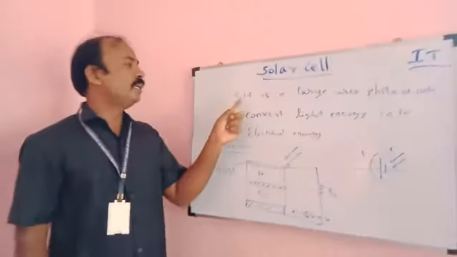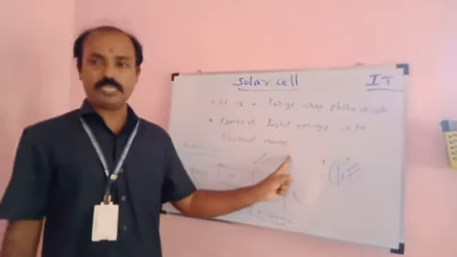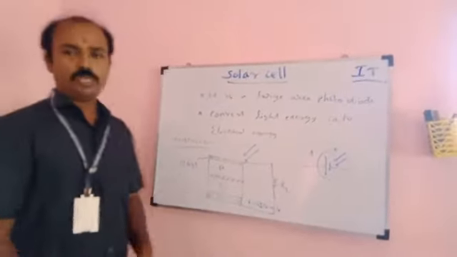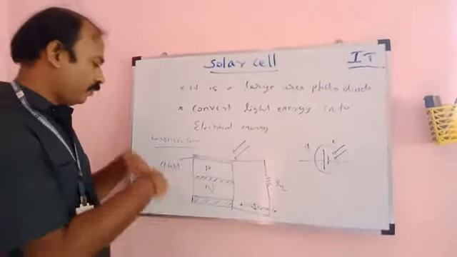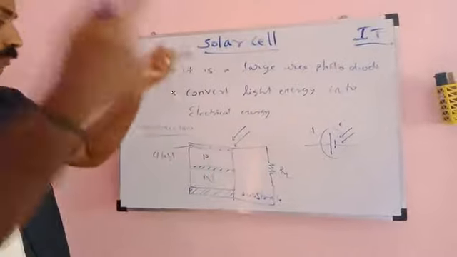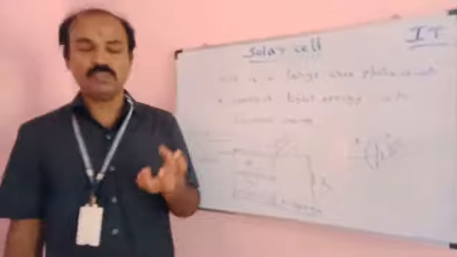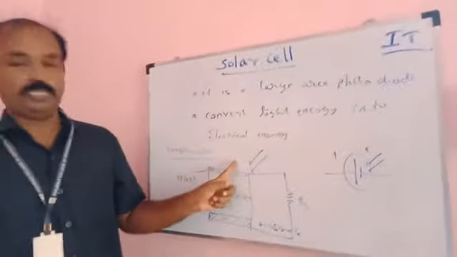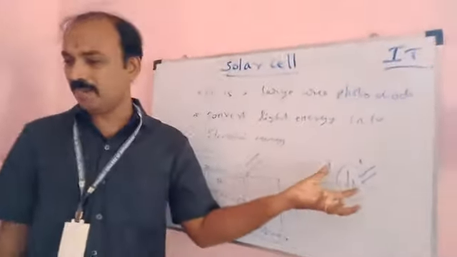So what is a solar cell? It is a large area photodiode that converts light energy into electrical energy. The principle is the conversion of light energy into electrical energy. In the construction, the P-type and N-type semiconductors are developed over the substrate, and above the P and N type semiconductors, a glass is there. That glass is very useful for absorbing light in order to produce electricity. So our aim is to produce electricity. This is the symbolic representation.